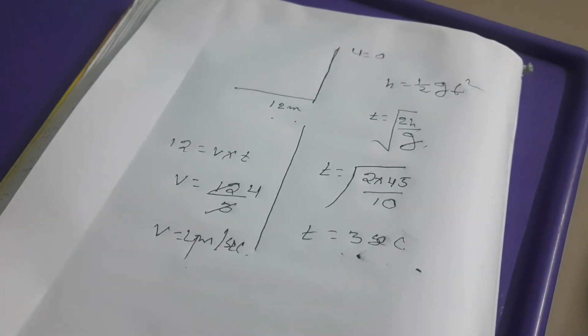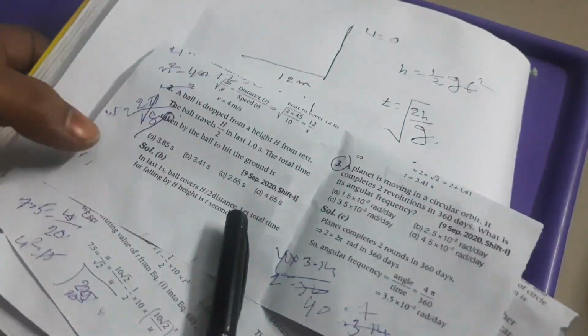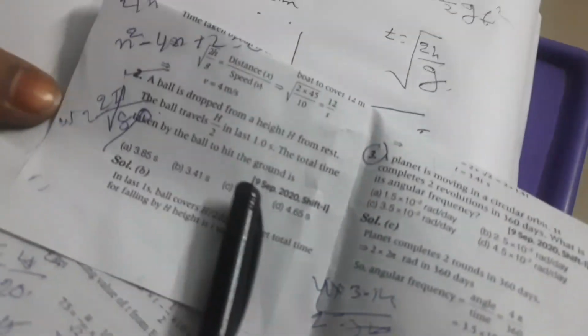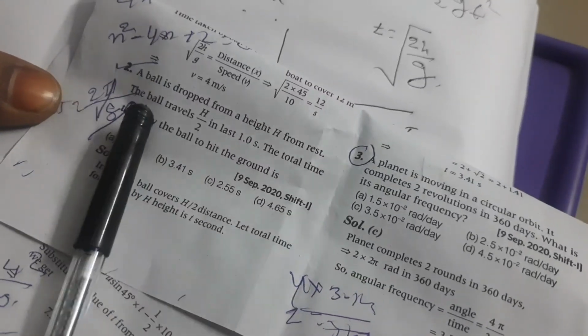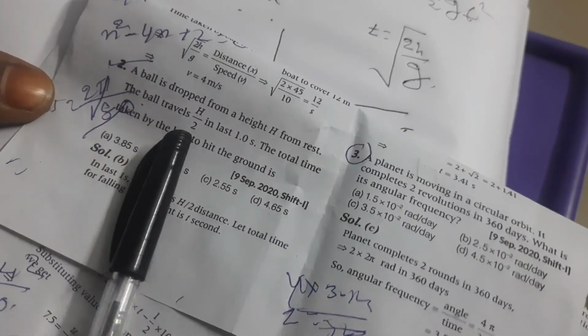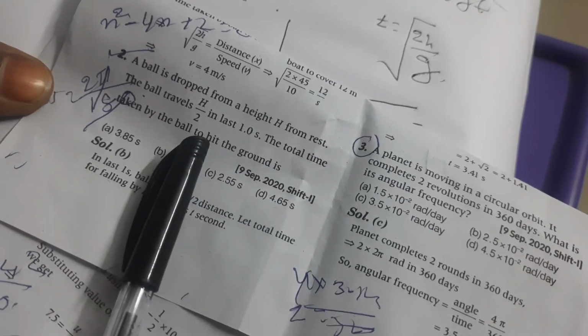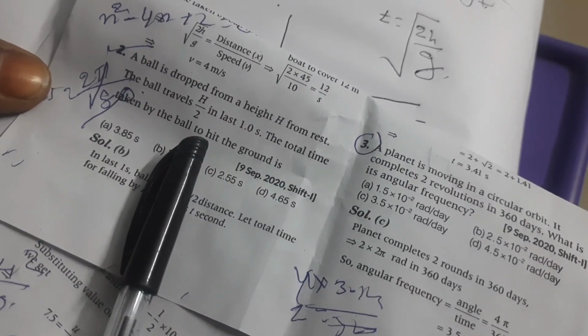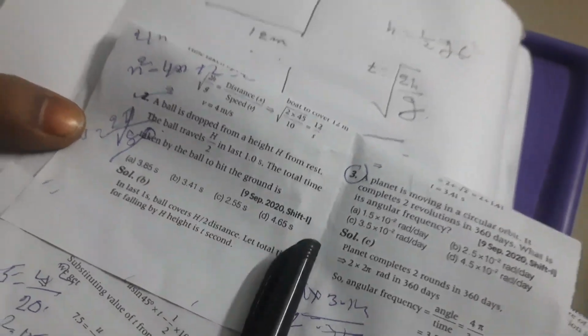Then come to our next question. Look here, it is very easy. A ball is dropped from a height of h from rest. The ball travels h by 2 in the last 1 second. So in the last second it is traveling a distance of h by 2. What is the total time taken by the ball to hit the ground?